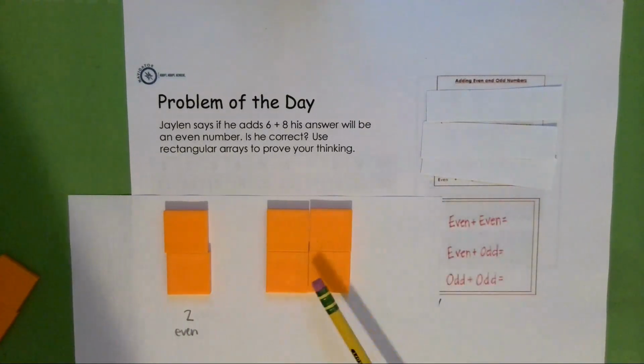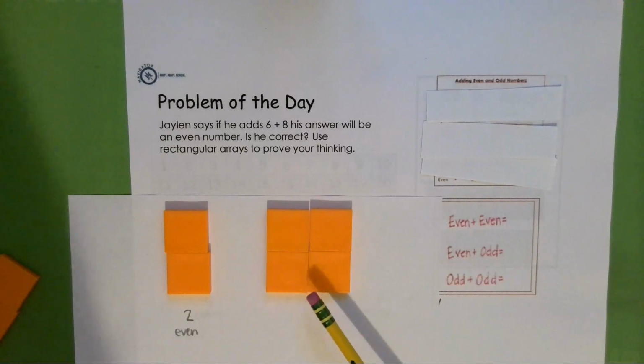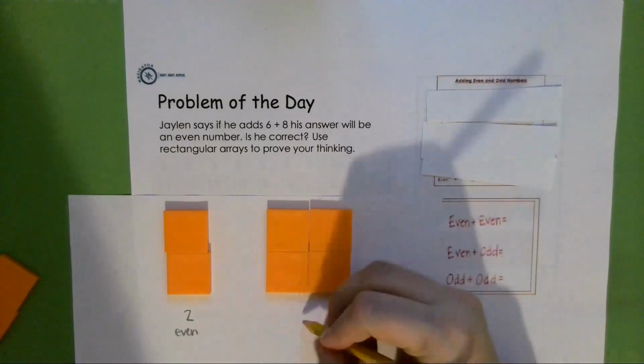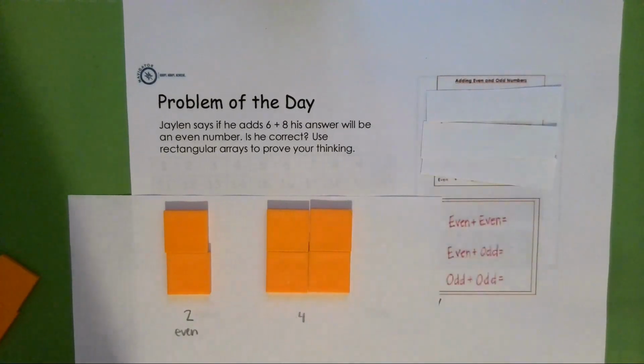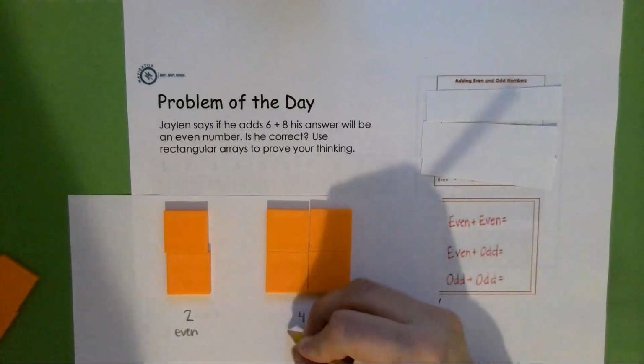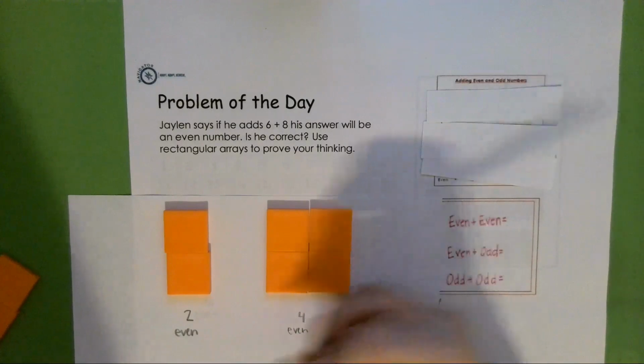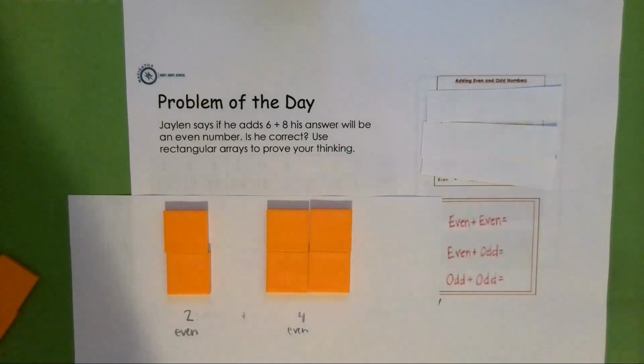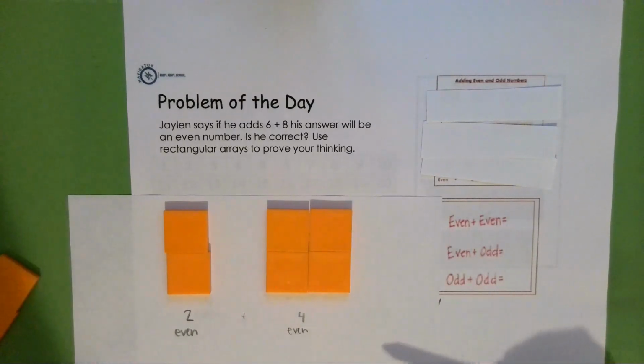How many in this rectangular array? Say it out loud. I bet you said 4. And is 4 even or odd? Right, even. How do you know that 4 is an even number? I bet you said 4 is an even number because there are rows of 2 and each one has a pair.